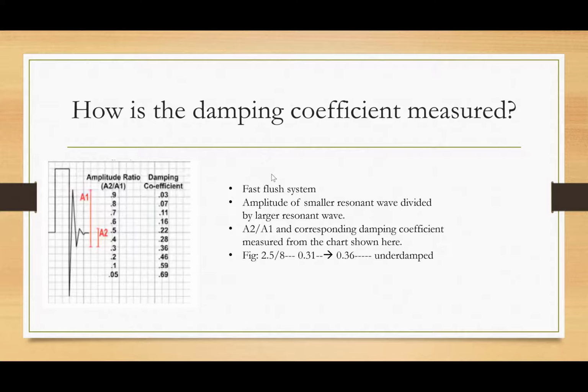To measure the damping coefficient, we divide the amplitude of the smaller wave by the amplitude of the larger wave. In this case it is A2 divided by A1. Here we can see that the amplitude of A2 is around 2.5 millimeter, divided by the A1 amplitude, which is 1, 2, 3, 4, 5, 6, 7, 8. So it is 2.5 divided by 8, that is around 0.31. Corresponding to an amplitude ratio of 0.3, we have a damping coefficient of 0.36. So this is an underdamped system. This we will discuss in the further slides. So this is how we calculate the damping coefficient.